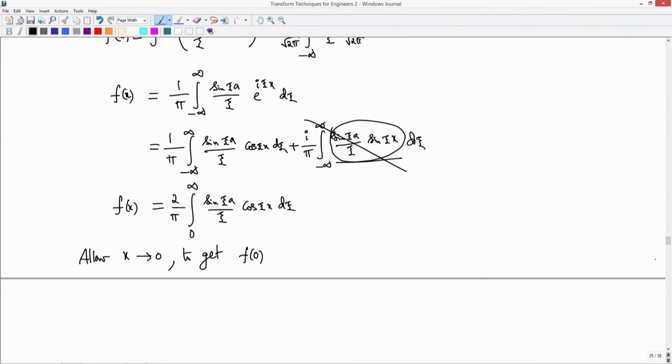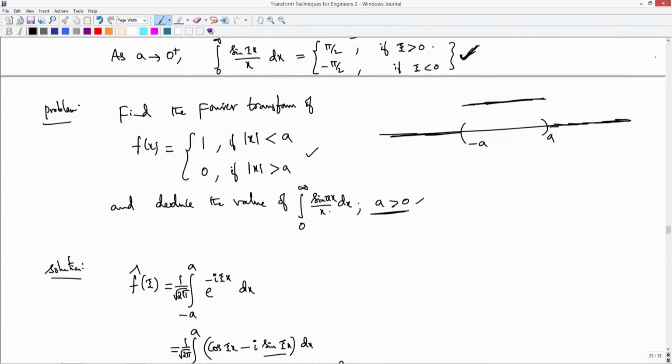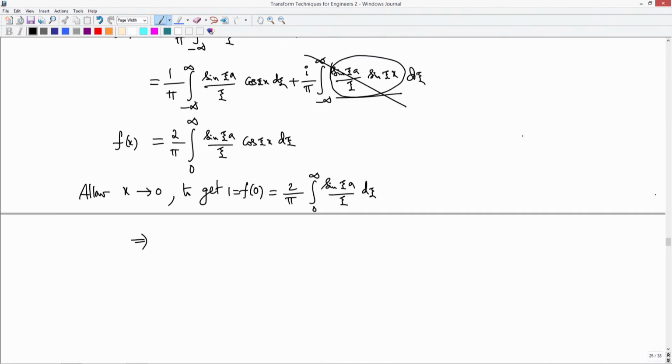to get f(0), which is equal to 2 by pi, integral from 0 to infinity of sin(xi a) by xi cos(xi x) d xi, where cos(xi x) goes to 1 as x goes to 0. So, f(0) is 1; at 0 its value is 1. So, you get pi by 2. This integral of sin(xi a) by xi d xi equals pi by 2, and a is positive, that is what is given.